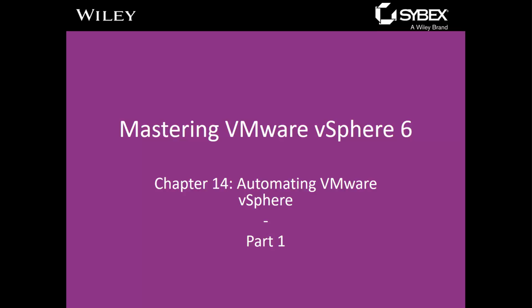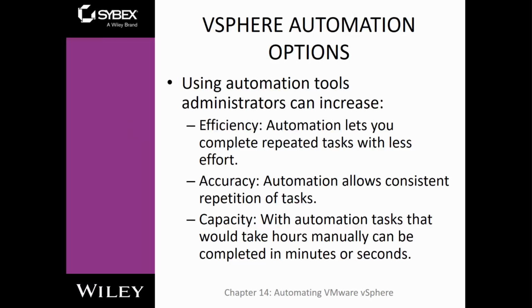We're doing the final chapter, which is more about automating the VMware vSphere 6 processes. It's about using the tools to help make managing and using vSphere more efficient. Automation tools are made for the administrator so that they can increase things like efficiency, accuracy, and capacity.